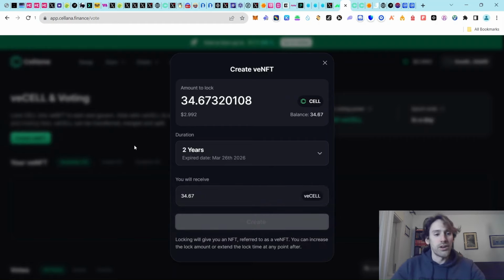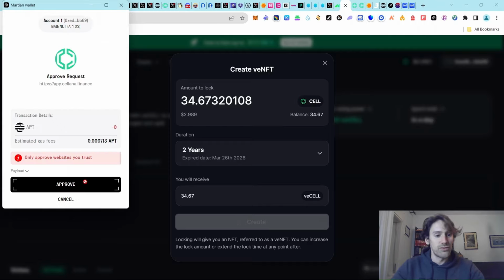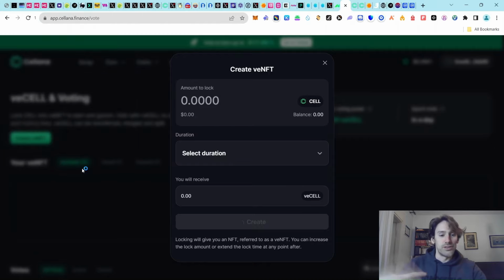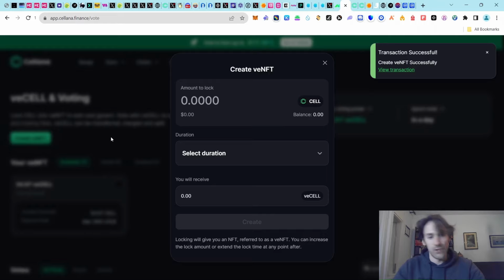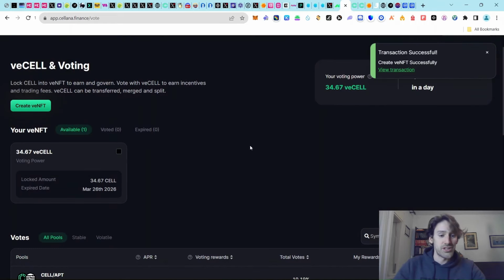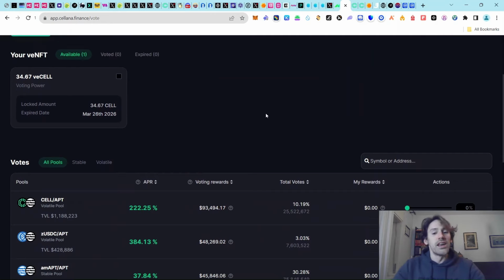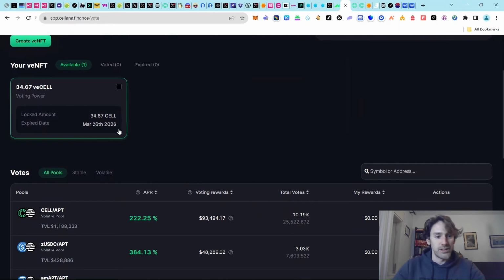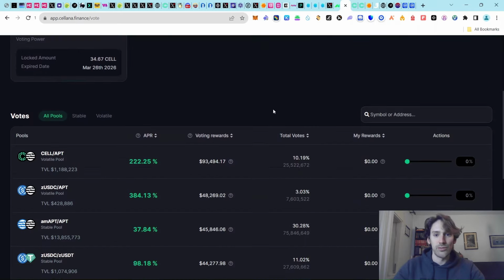Once you create your lock, you get your NFT, and then use this NFT to vote for the pools that you want the Solana token emissions to go towards. They are weekly emissions, and then they reduce by 2% every week to make it a little bit deflationary. So now that our NFT is ready, it is locked for 2 years, and we can choose the emissions that we want to participate in.